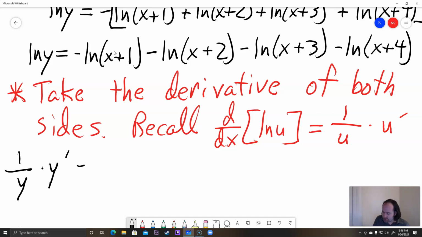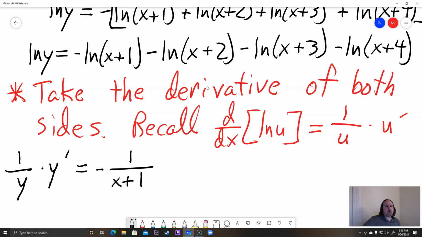And then on the right side, we're going to be taking the derivative of every single term, one by one. And that's why logarithmic differentiation makes this problem a lot easier, because now on the right side, these should all be easy to take the derivative of. Remember, the minus just stays out front because it's a constant. And then the derivative of ln of x plus 1 is just going to be 1 over x plus 1. So we're going to have negative 1 over x plus 1.